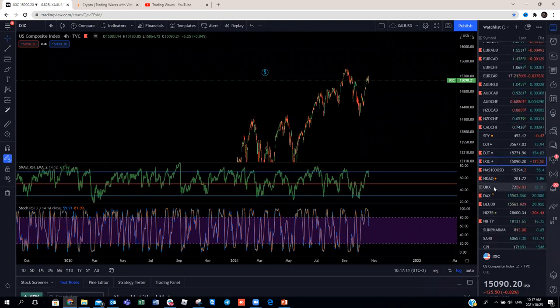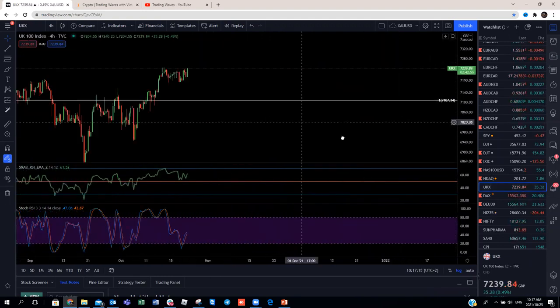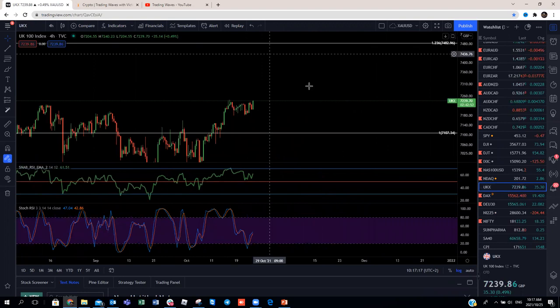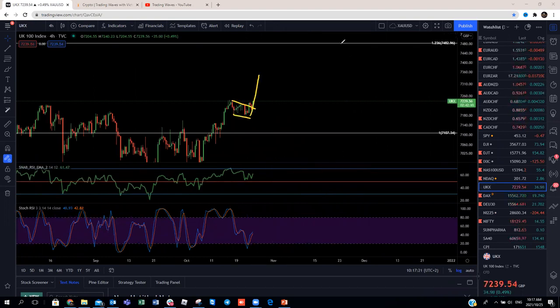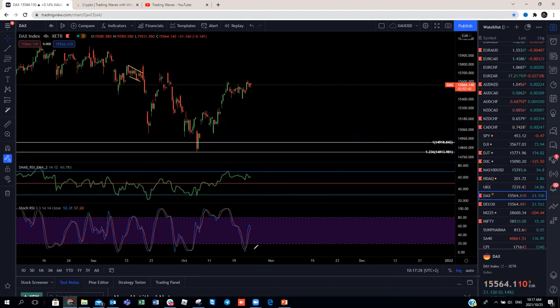So just running through these. UK 100 consolidating at current levels. We've got a 4-hour setup even showing continuation to the upside. We're going to see more upside here on the UK 100. The DAX also showing a 4-hour setup. Just broke out of this, consolidating above the flag. We're going to see more upside as well.